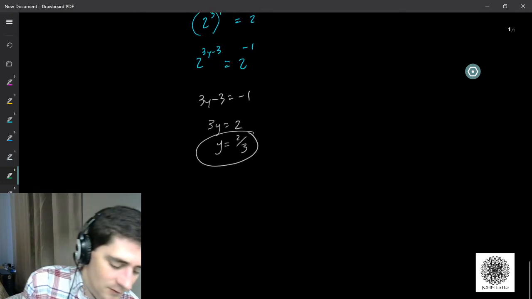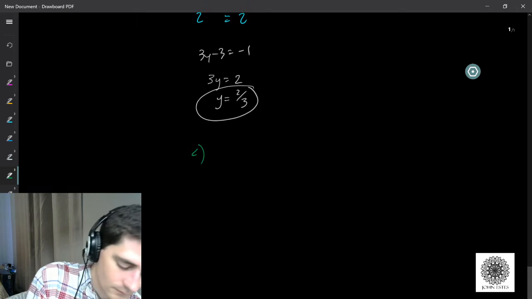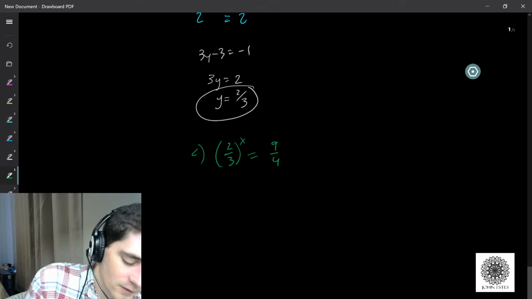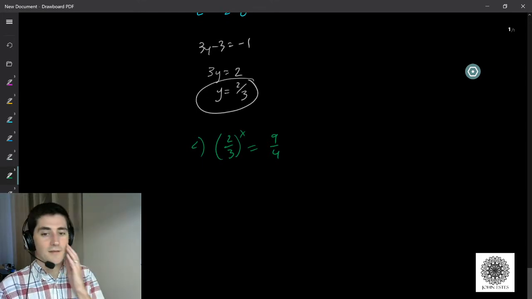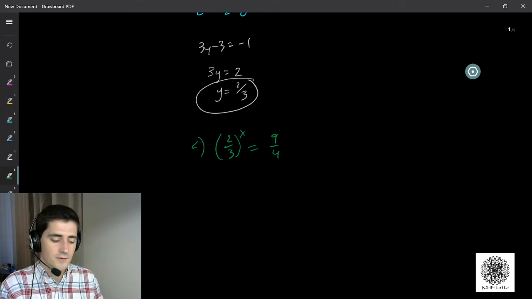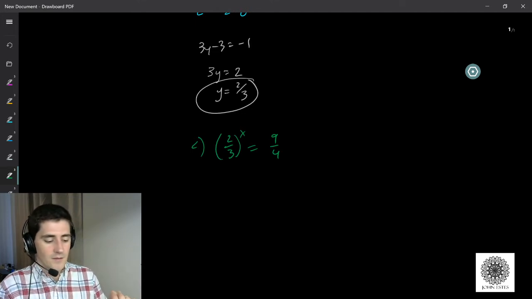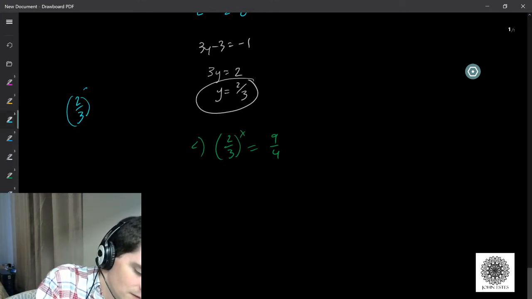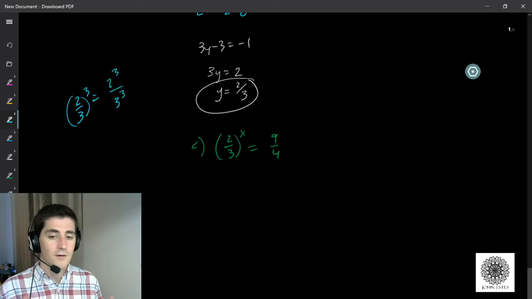Let's try another one. Ooh, this one's going to be a little bit tricky. 2/3 to the x power equals 9/4. Okay, so we have fractions. And the easy thing about fractions raised to powers is you can just think of the numerators and the denominators separately. So what I mean by that is 2/3 cubed, for example. If I had 2/3 cubed, that's the same thing as 2 cubed over 3 cubed. So I don't even have to know powers of 2/3. I just need to know powers of 2 and 3.